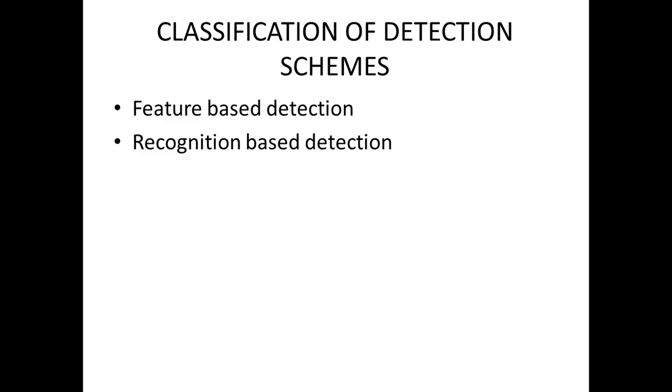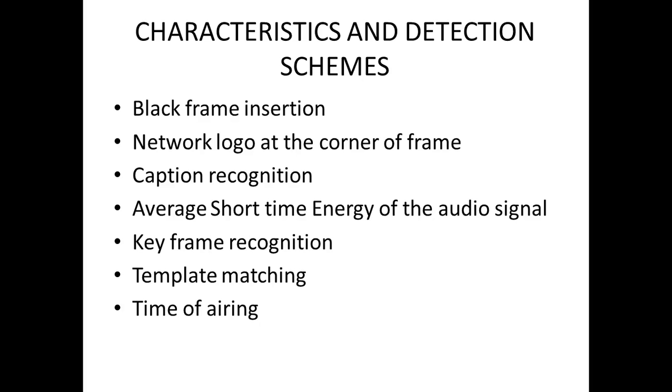One is feature-based detection, where general characteristics like insertion of black frames, silence regions, and scene changes can be used for detecting a commercial. In recognition-based detection, we identify the individual commercials by matching them with the ones already stored in the database. We can use features like captions, logos, slogans, etc., for detecting the commercial. The characterization and the detection keys are listed as follows.